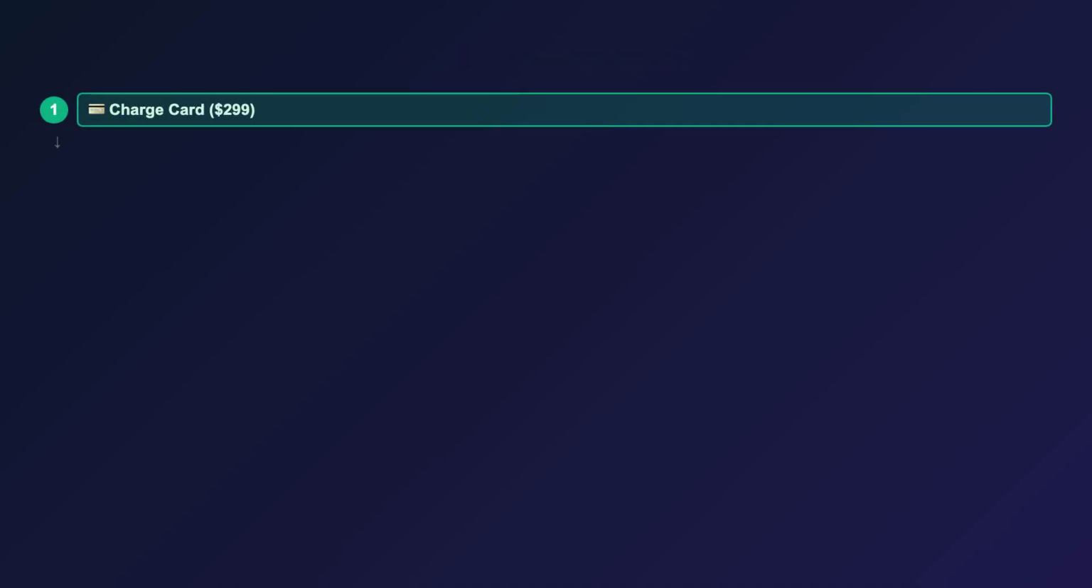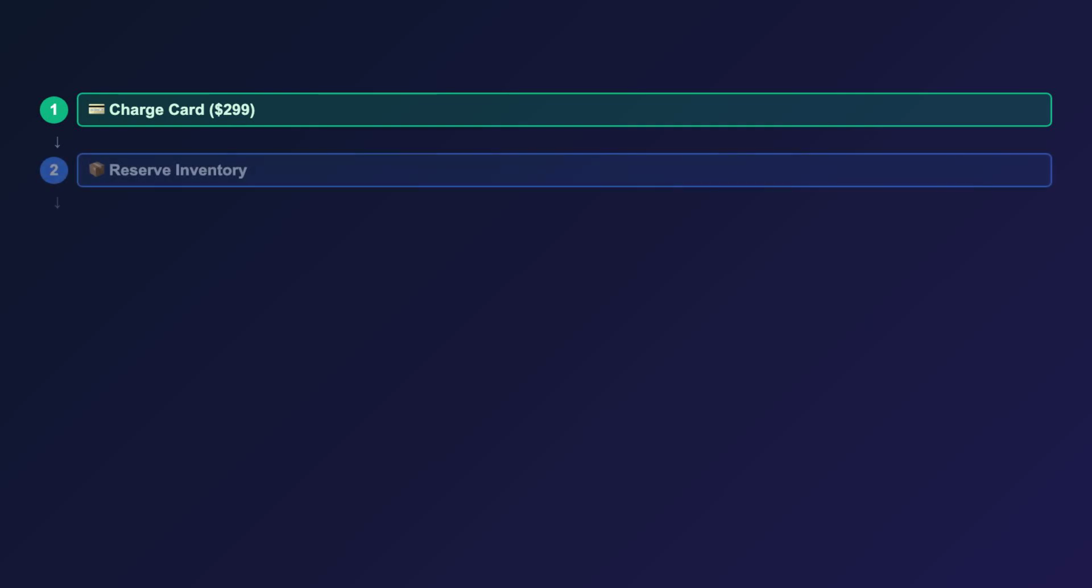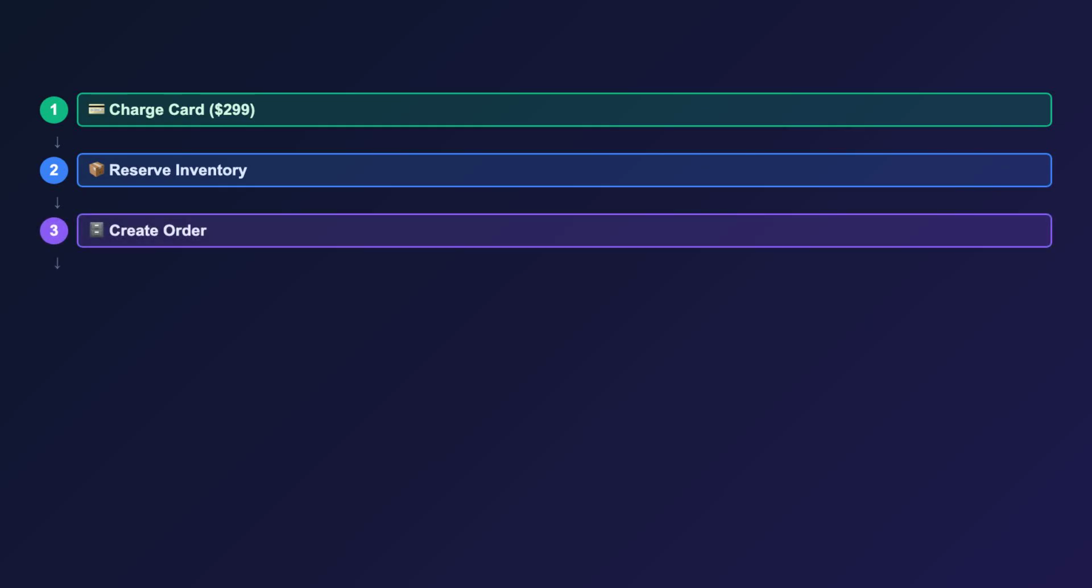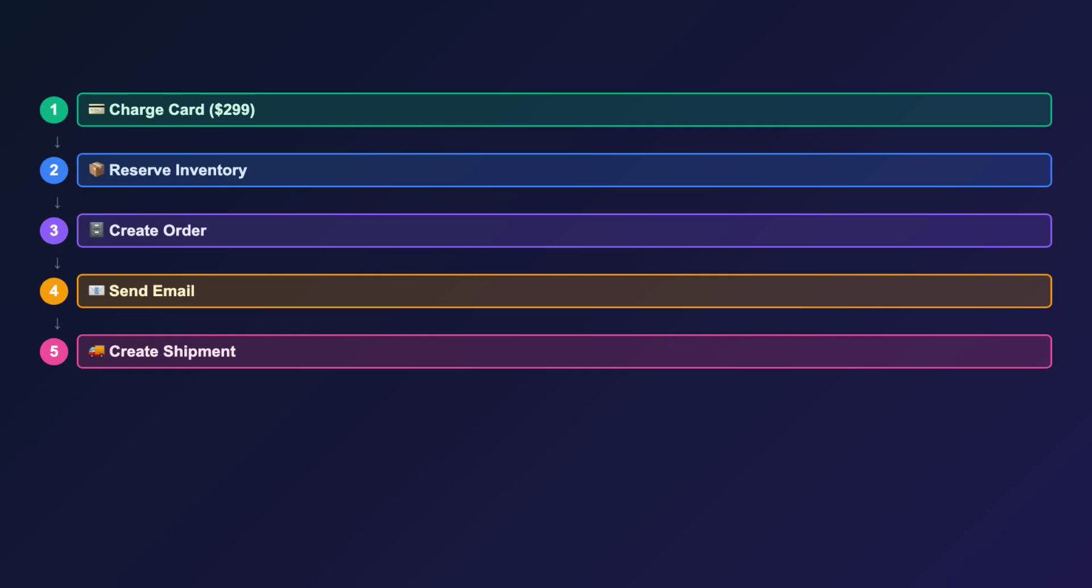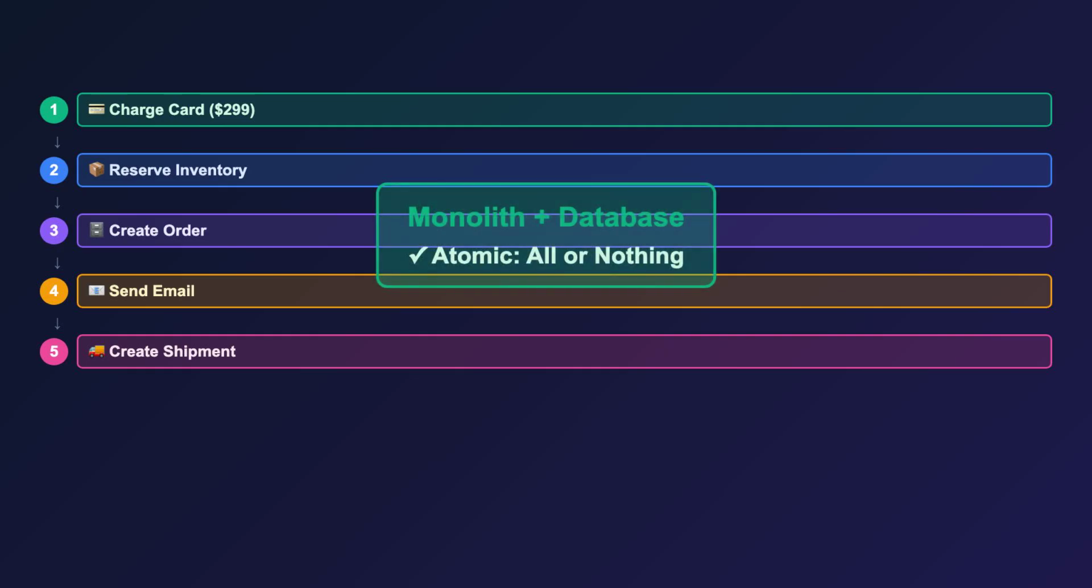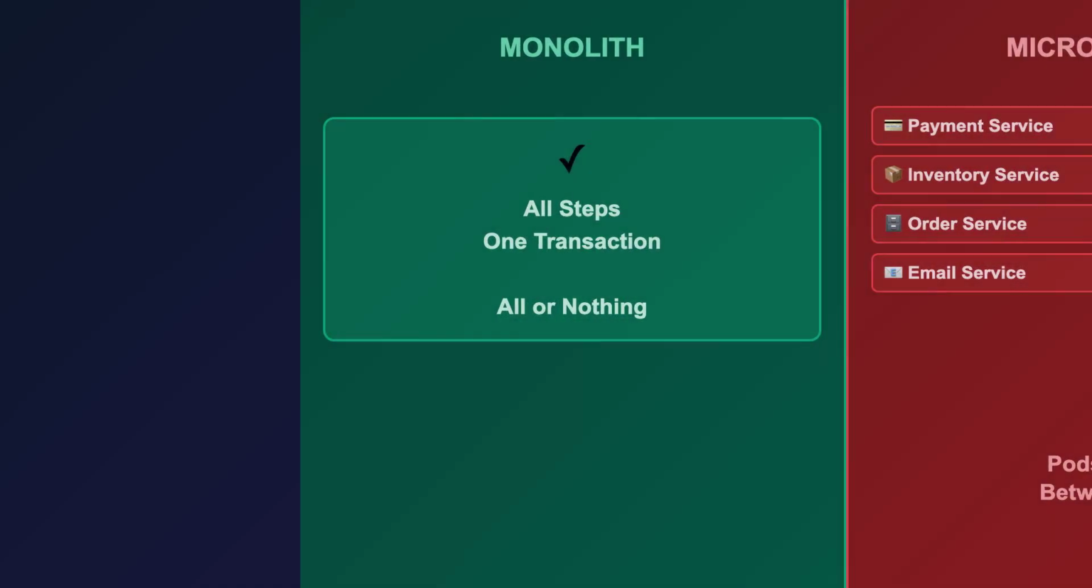An in-flight transaction is any multi-step process that spans time. Let's say step 1, charge the credit card, reserve inventory, create the order record, send confirmation email, trigger shipment workflow. In a monolith with database transactions, this is atomic, all or nothing.